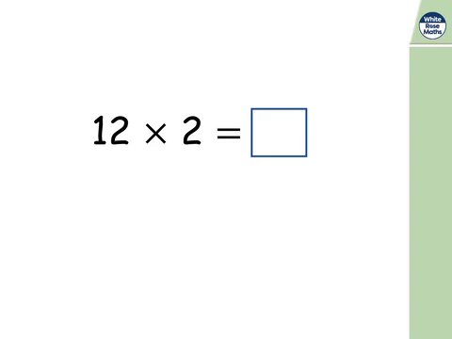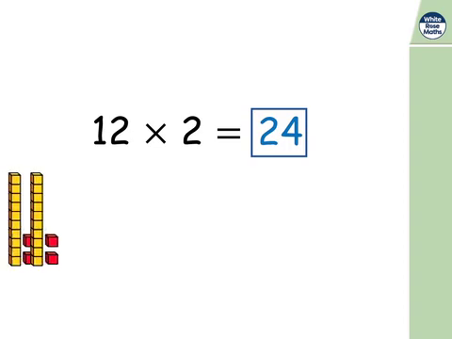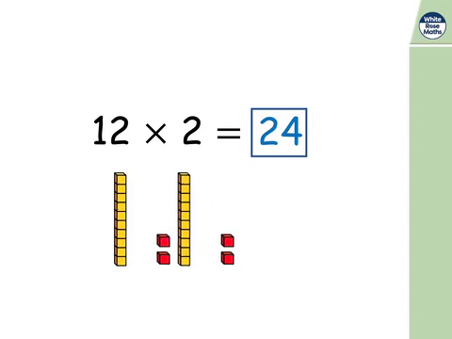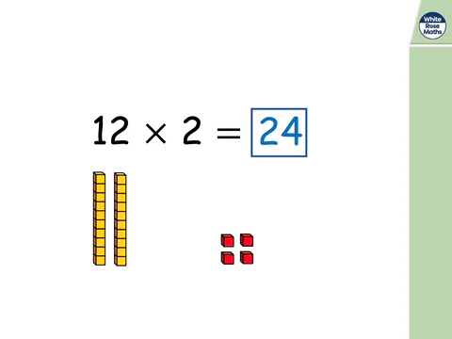Cool, this is a tricky one. I suppose we could count up in twos 12 times, and that would get us to 24. Or maybe we could think of it as 2 lots of 12, like this. And when we're adding these together, it's a good idea to group our tens and ones. We've got 2 10s and 4 1s. 24.